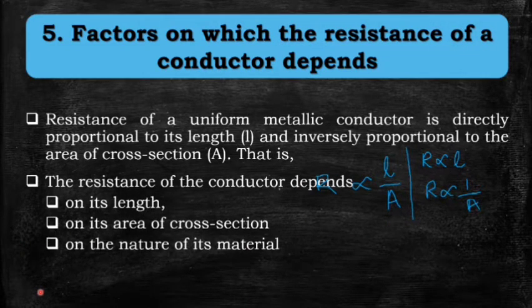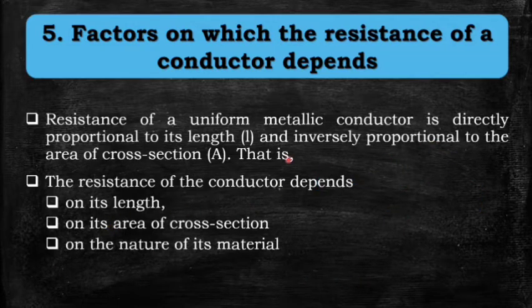And the resistance depends upon its length, its area of cross section, and on the nature of its material. Silicon has a different type of resistance, iron has a different type of resistance. Each and every metal has its own kind of resistance.